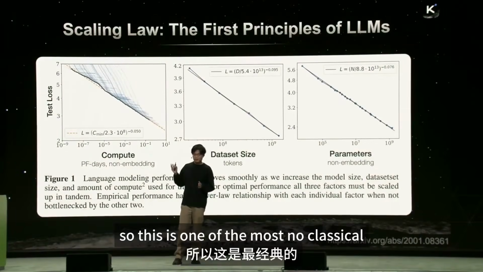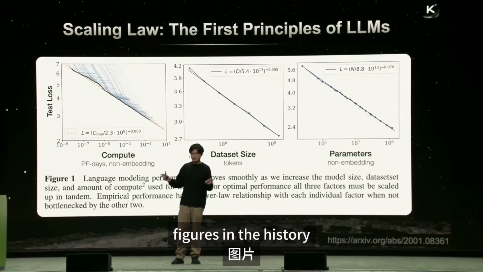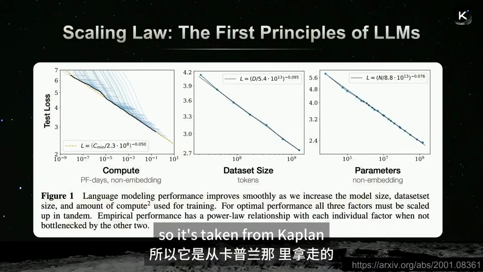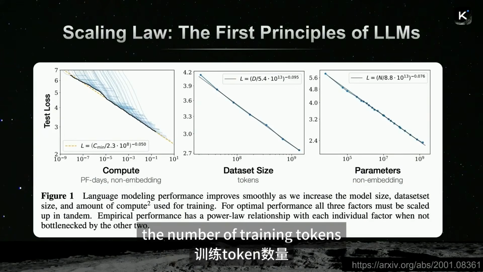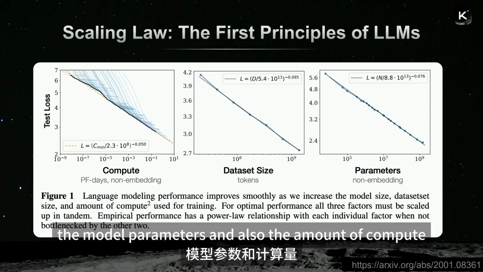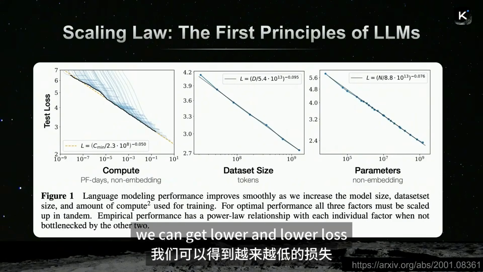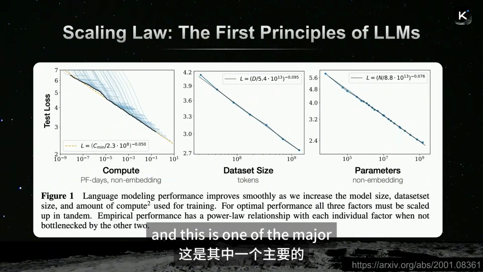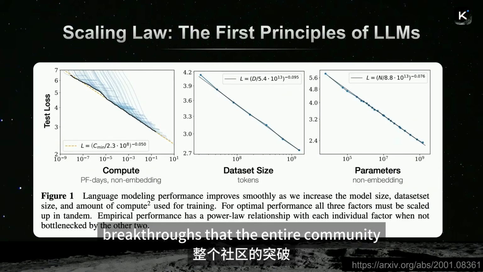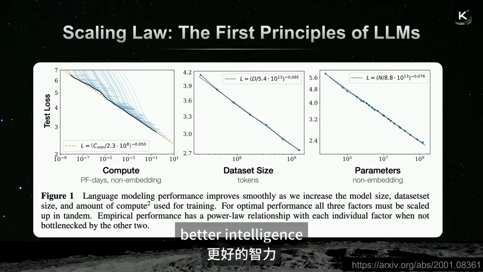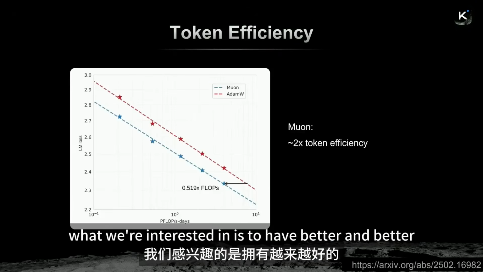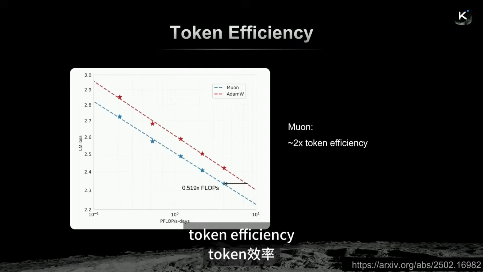So this is one of the most classical figures in the history of machine learning. It's taken from Kaplan et al. And it basically says that if we scale proportionally the number of training tokens, the model parameters, and also the amount of compute, we can get lower and lower loss. And this is one of the major breakthroughs that the entire community has achieved in the last few years to get better intelligence. But here, what we're interested in is to have better and better token efficiency.